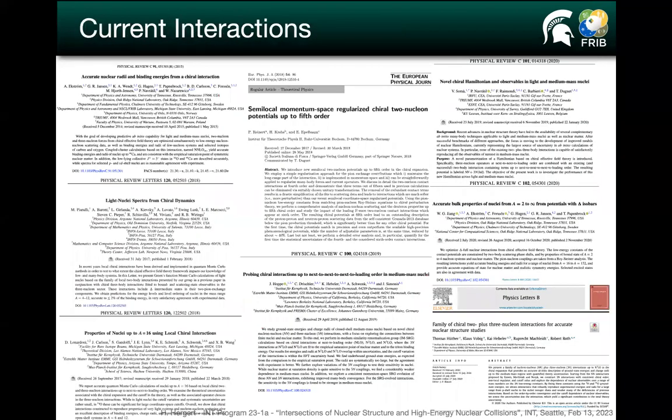So here's a snapshot of papers that discuss interactions that just came out in the last 5 years or so, a little bit more than 5 years.